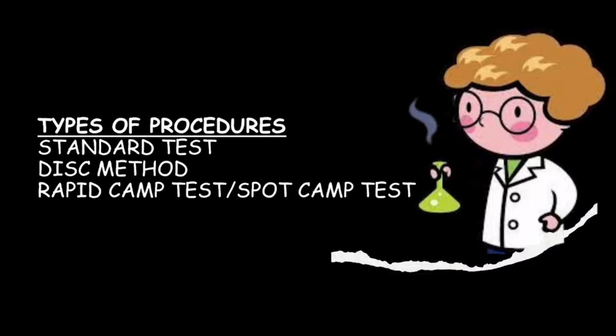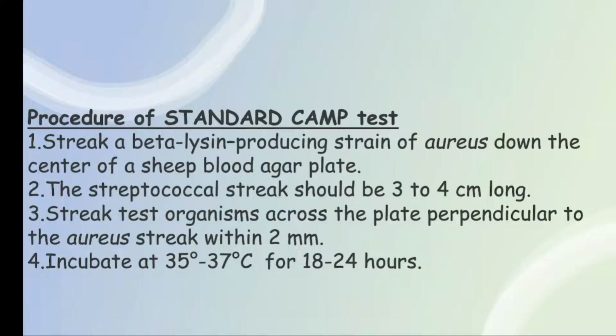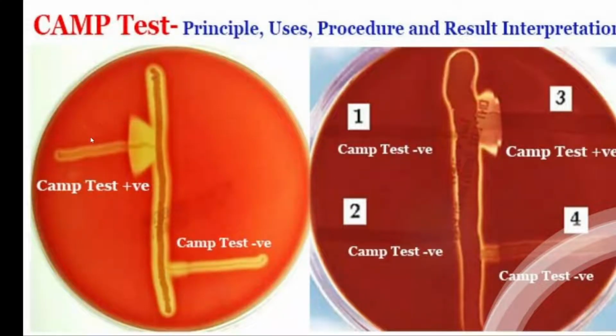Now the types of procedures we do are the standard test, disc method, and rapid CAMP test or spot CAMP test. The main method is the standard test, which we will discuss in detail. If you see this culture plate of blood agar, here is a long streak down the plate of about 3 to 4 centimeters of Staphylococcus aureus, which has beta hemolysin, and then perpendicular to it there is another streak, which is comparatively lesser in length than the main streak.